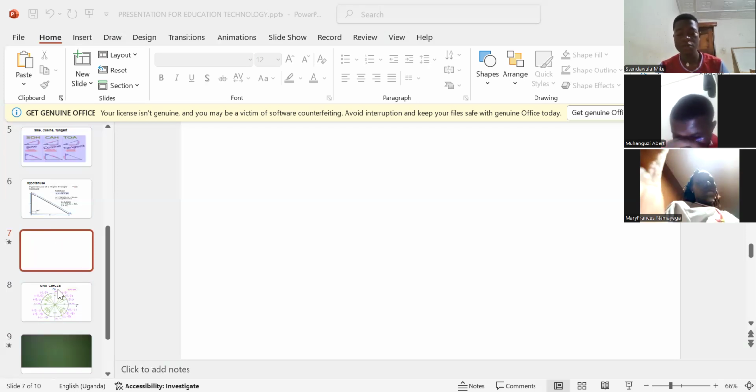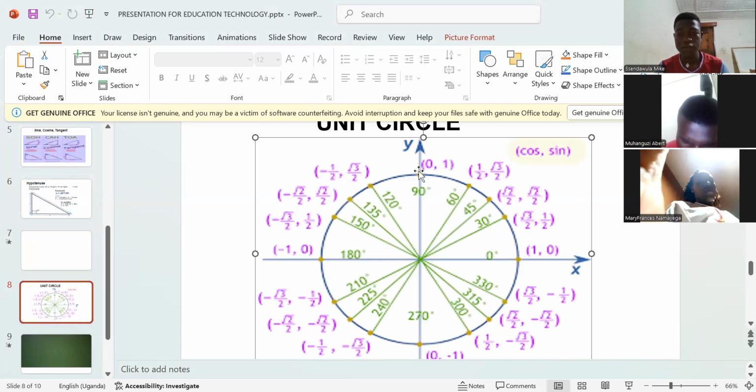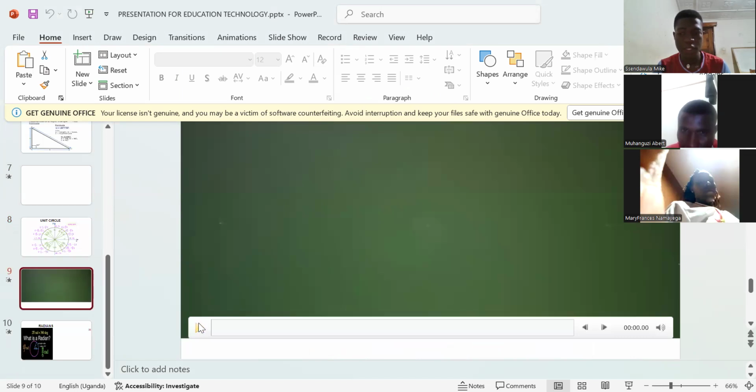Then we can continue to the unit circle. The unit circle comprises a number of rotations. So we have different rotations beginning from 0, and it rotates up to 360 degrees. So that is the unit circle. Maybe a brief of the video.